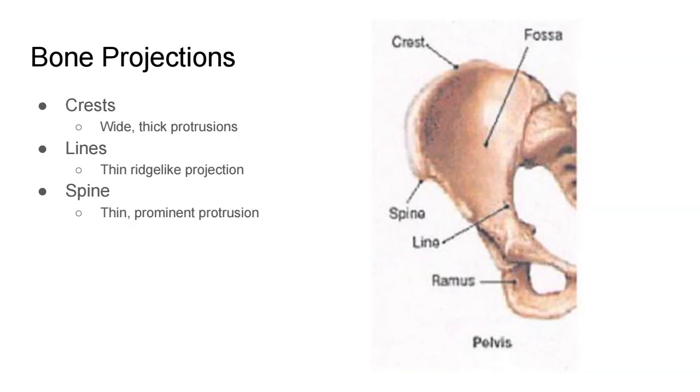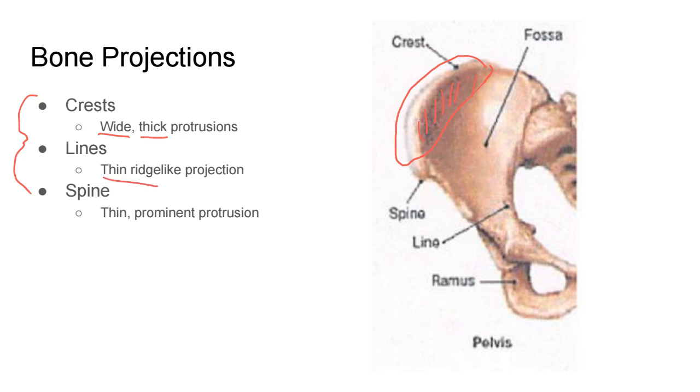So before, with our trochanters, tubercles, tuberosities and epicondyles, they're mostly rounded projections. These three are thinner, sharper projections, as their names imply: crest, line, spine. The crest is usually the widest and the thickest. You can see this whole top edge of this bone here is considered a crest, so a wide, thick protrusion. You have a lot of muscle attaching up here along this crest.